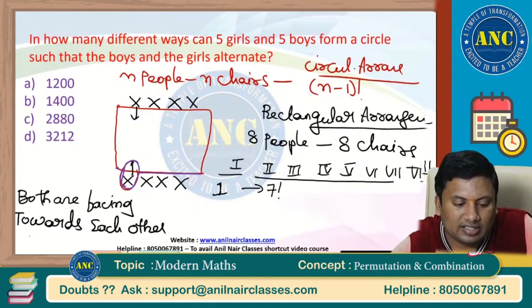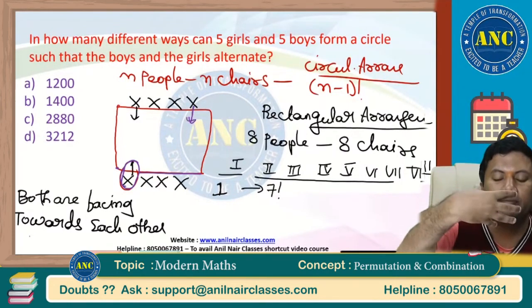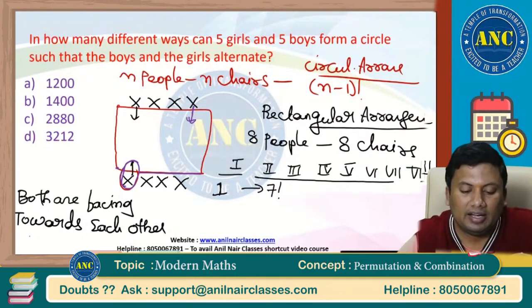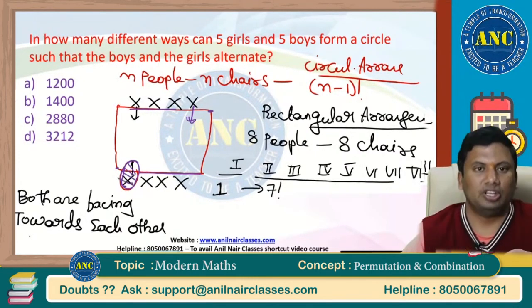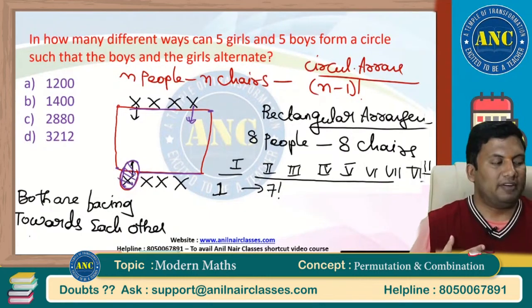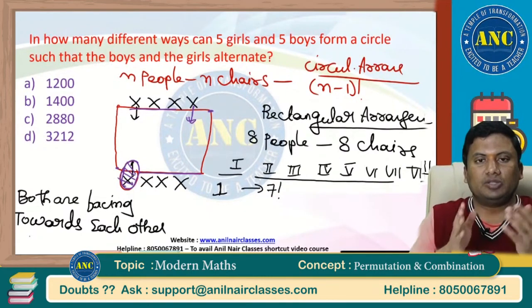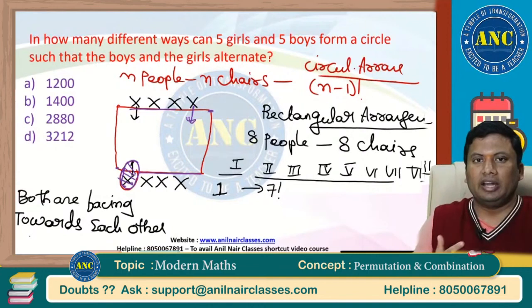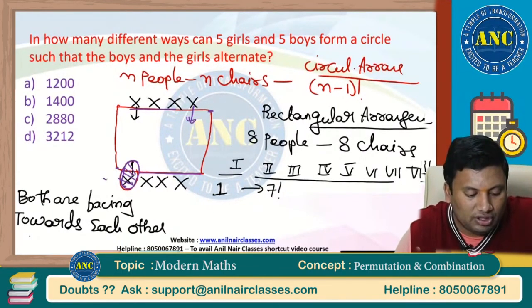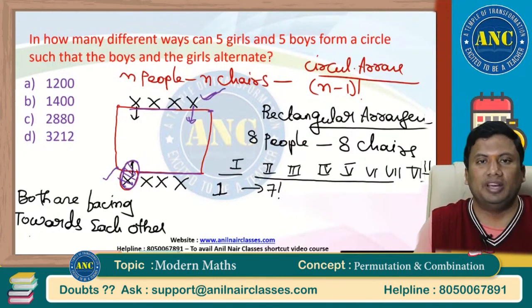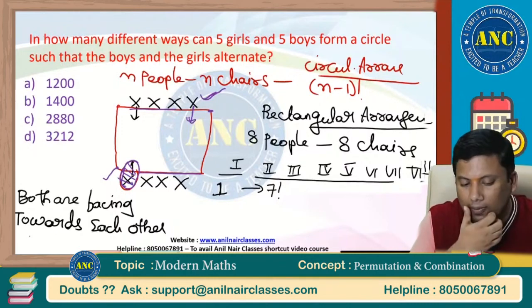If Anil Nair sits here facing this side, to the left of Anil Nair there is 1 edge, and to the right of Anil Nair there are 3 people. That means in this position I am turning it: to the left of me there is an edge, to the right 3. That means this position and this position are both similar. Are you all with me?